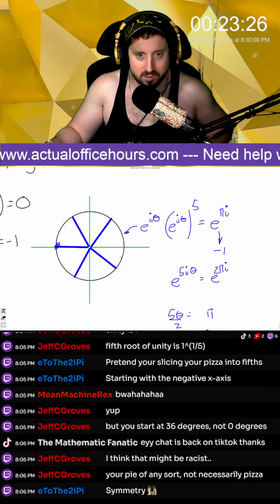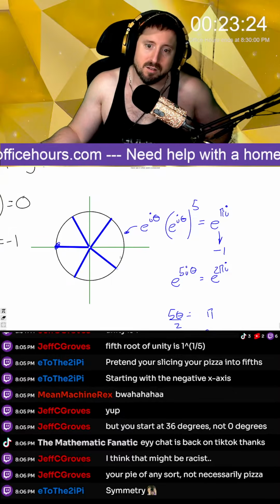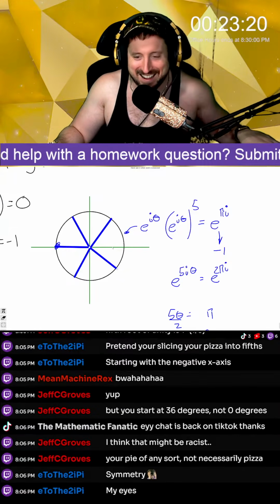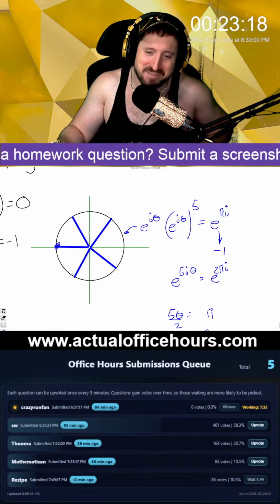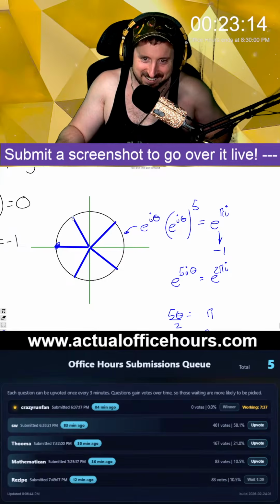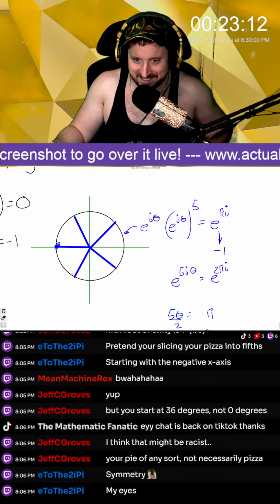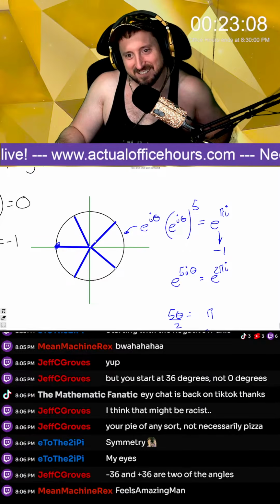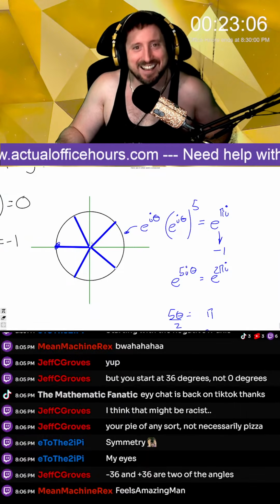Someone's getting more pizza than the other person. My eyes. I'm sorry. I don't know how to slice the pizza. I'm pretty sure that's on the right. I think that's a 90-degree angle there. That looks like 90 degrees.